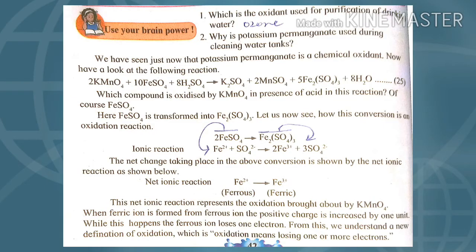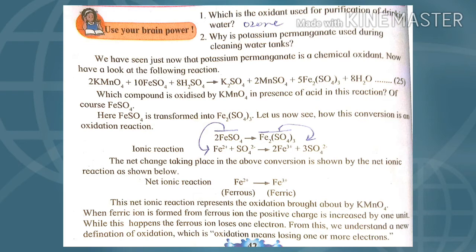Two questions are given in our book. Answers: ozone is an oxidant used for purification of drinking water. This is because it can oxidize metals such as manganese into insoluble particles and remove them from water. Similarly, potassium permanganate is a strong oxidizing agent. That's why it is used for cleaning water tankers.